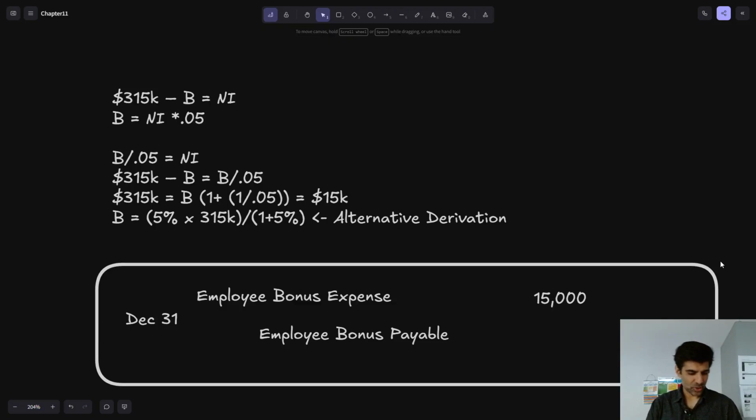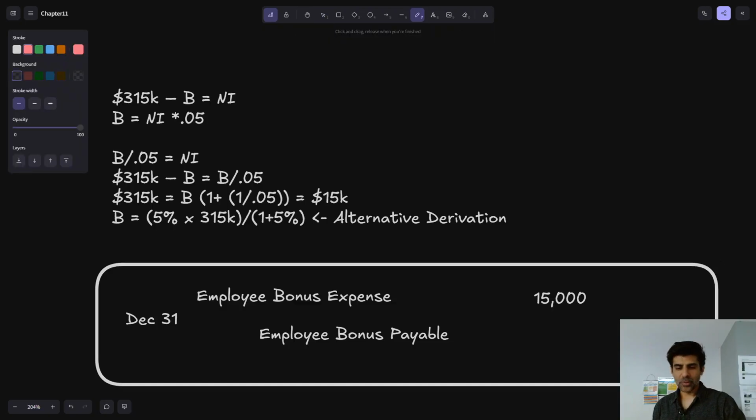Okay, and this would be, of course, the journal entry. The hard part was calculating this amount. That's really the difficulty. After that, the bonus expense is this, and you're going to have to pay it out to them. Okay, everyone good with this bonus thing? Okay.